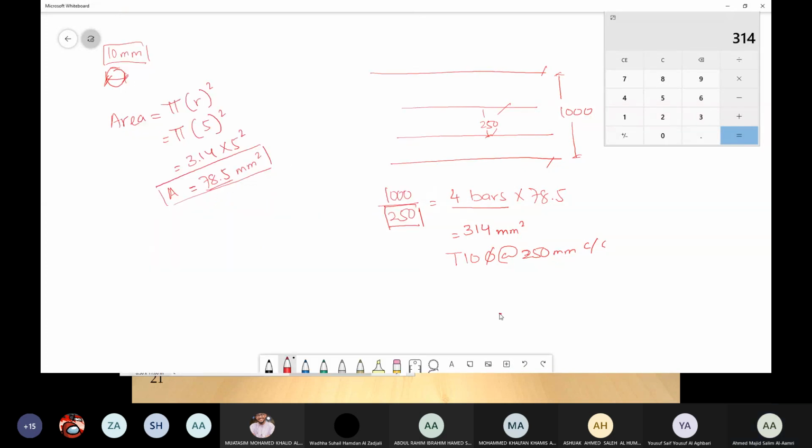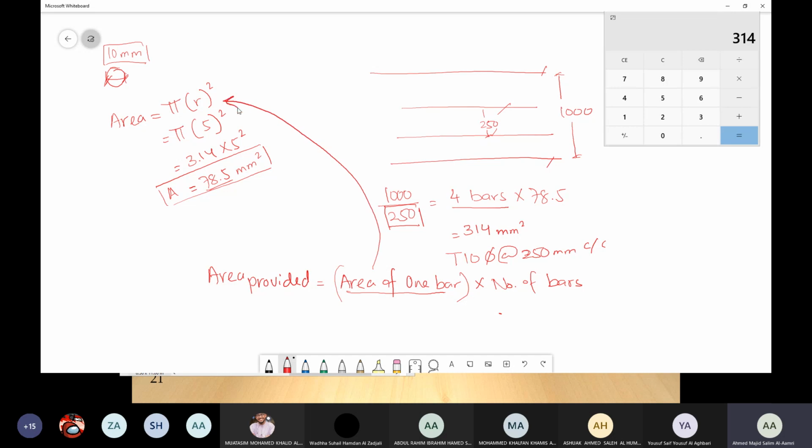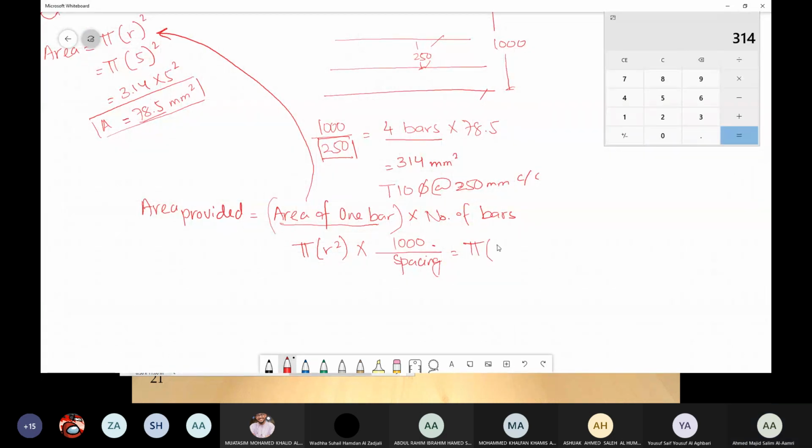So I'm going to take 225. First, the area provided is equal to the area of one bar multiplied by the number of bars. How do we find the area of one bar? We found the area of one bar using this equation, pi R squared. The number of bars you can find as 1000 divided by your spacing. So in this scenario, it is pi into 5 squared multiplied by 1000 divided by my spacing.